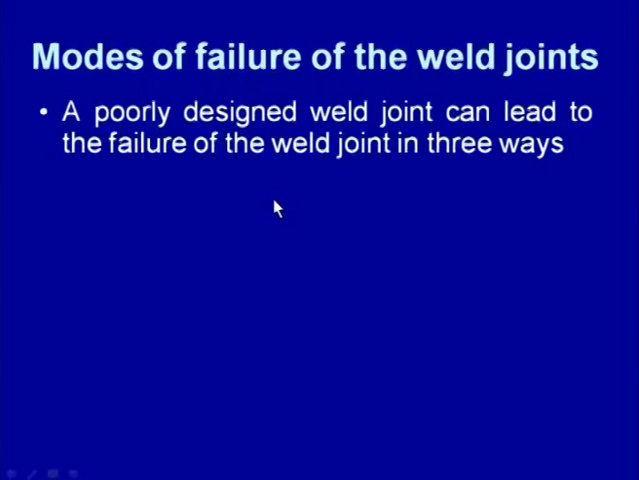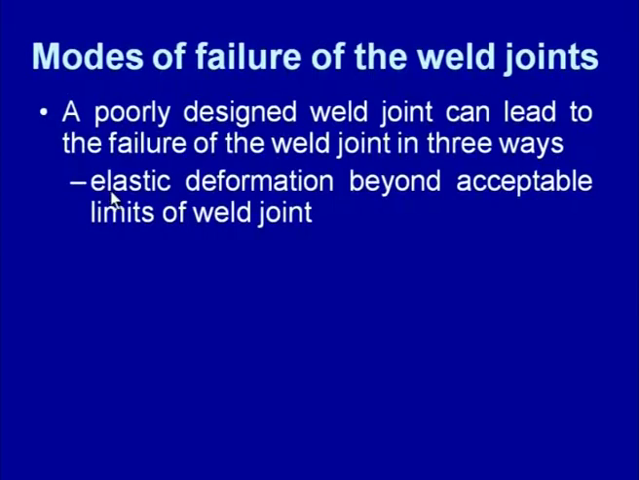When the joint is inoperable, meaning it is not in a position to perform the intended function, or second it is unsafe, or third it has broken into pieces. So, accordingly a poorly designed weld joint can lead to the failure of the weld joint in three ways. One, elastic deformation beyond the acceptable limits of the joint. In this case there will not be any fracture, but elastic deformation occurs to such an extent that it makes the system of the joint inoperable.